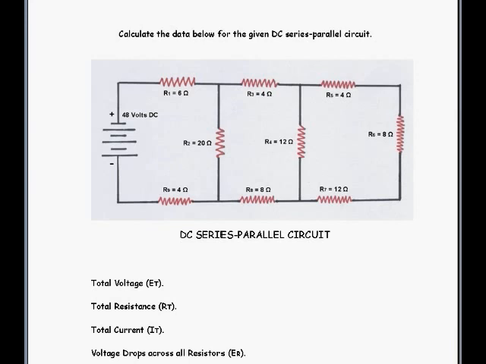Calculate the data below for the given DC series parallel circuit. Here we have a DC voltage supply, a total voltage of 48 volts DC. In direct current, electrons move from positive to negative in that one-way direction. So starting at the positive, the power will flow on a series circuit, flow through a resistor in which a voltage drop occurs, and then that voltage will go to parallel, where the parallel circuit will have a current draw.